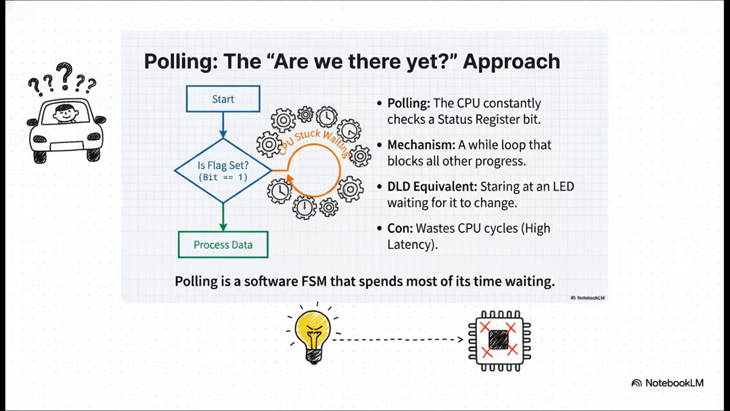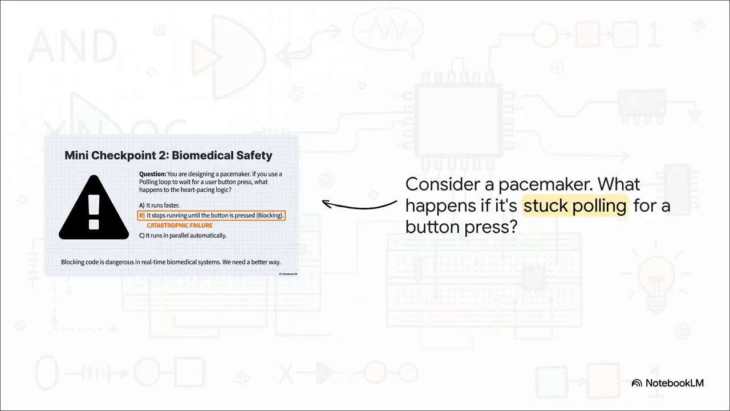The most basic way to wait for an event, say a button press, is called polling. Your code literally enters a loop, constantly checking a status register, just asking, did the button get pressed yet? How about now? Did it get pressed yet? It's the software version of a kid in the backseat of a car yelling, are we there yet? Over and over again. And the crucial part is, while the CPU is stuck in that loop, it cannot do anything else.